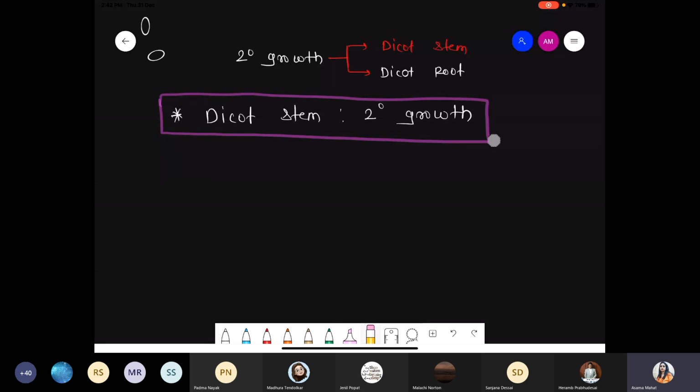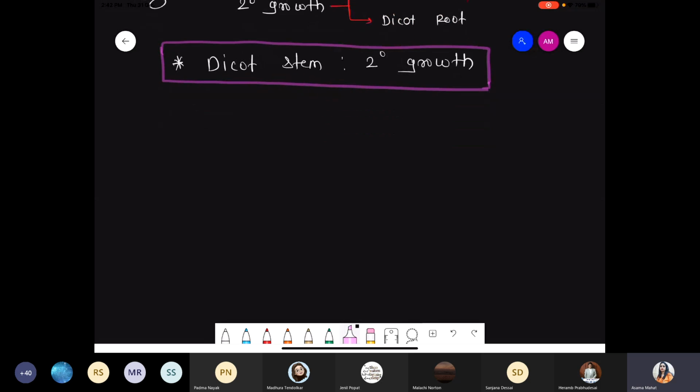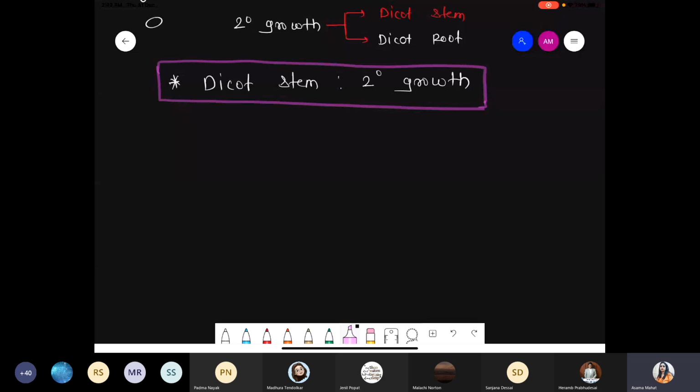ठीक है, चलो, done this part. Should I continue? So next we are talking about secondary growth in the dicot stem. First we talk about the dicot stem and quickly cover the dicot root also, because maximum questions come from the dicot stem. Chalo. Should I continue to the next part?